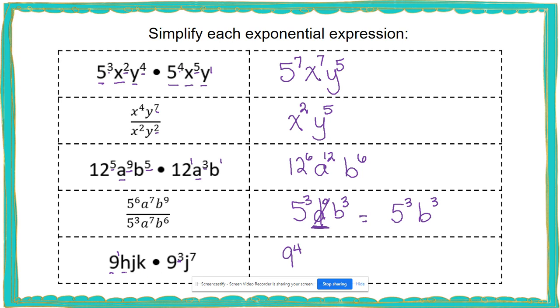Then I have h. I notice that h doesn't have a variable over here, so I'm just going to have to rewrite it the way that it is. And then j, which has an invisible exponent of 1, and this j has an exponent of 7. So 1 plus 7 is going to give me j to the 8th. And then I have k. Again, k doesn't have an exponent over here, so I'm just going to rewrite it the way that it is.